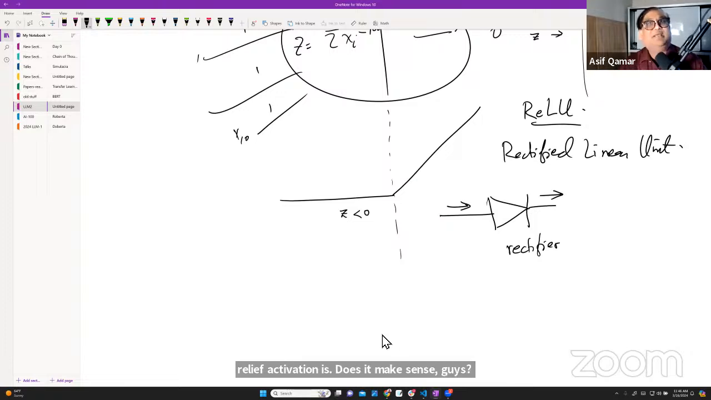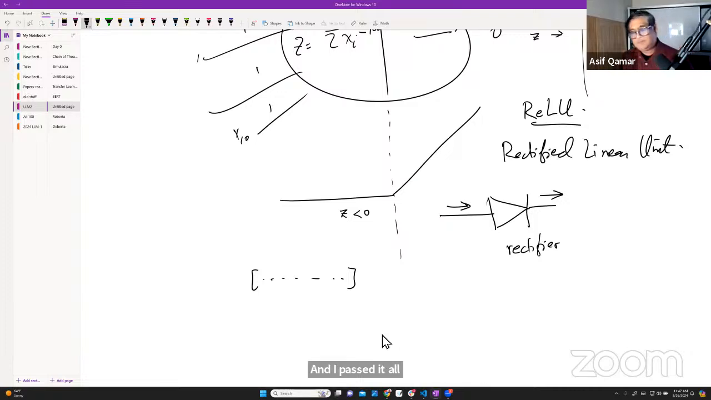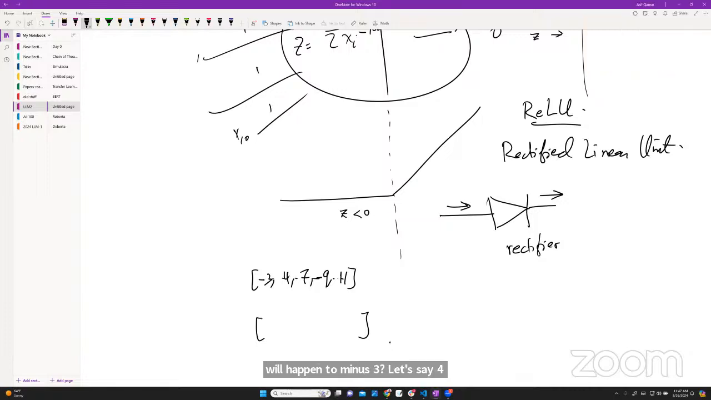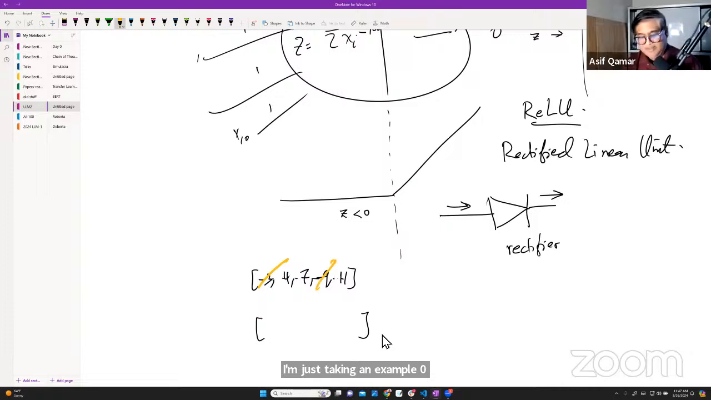Right. So now tell me, if I gave it an array of some positive and negative numbers, and I passed each of the numbers individually through the ReLU, what will you get? You will get an array in which what will happen to -3, let's say 4, 7, -9, 11? I'm just taking an example. Zero. What will get 0? All the negatives will get 0.